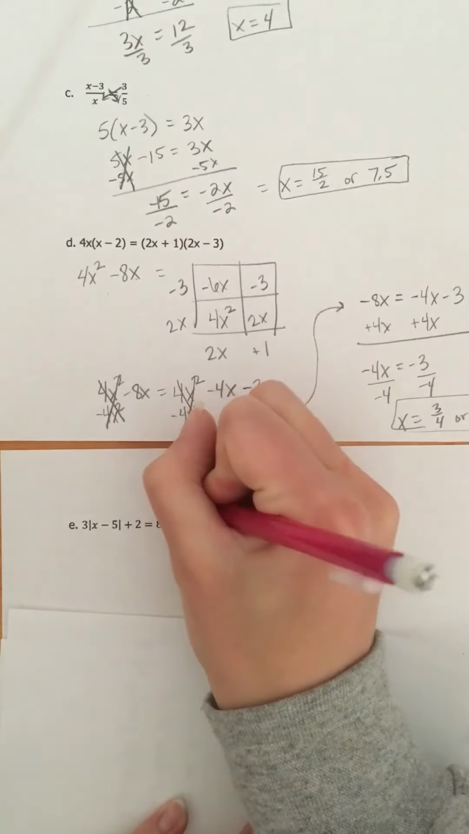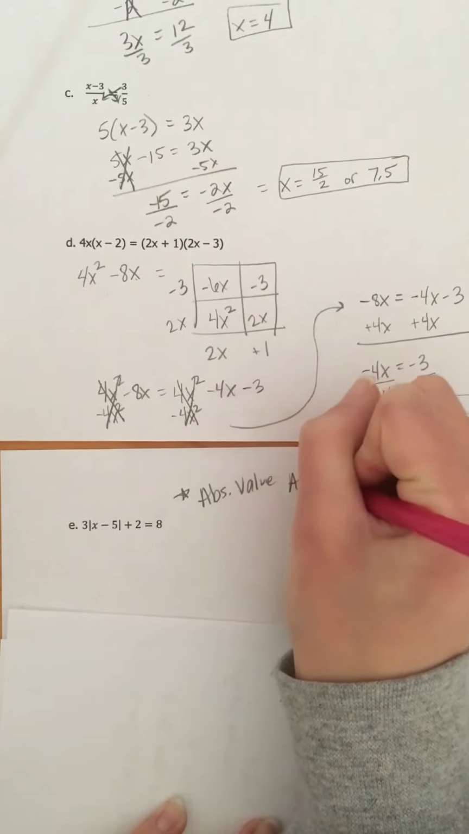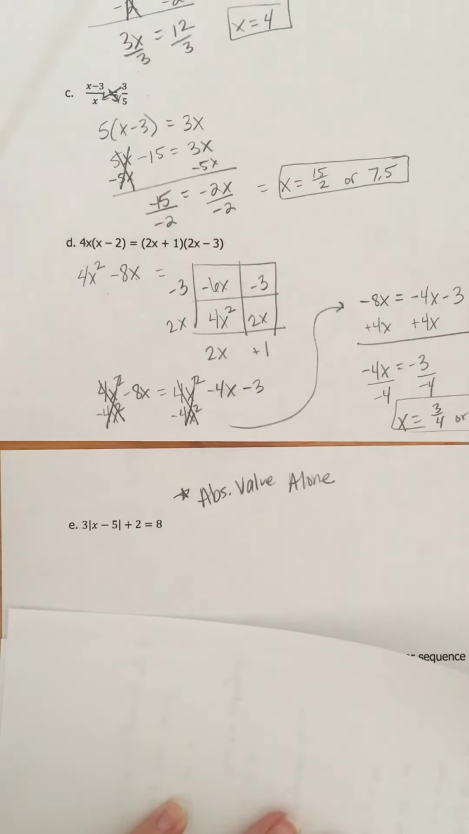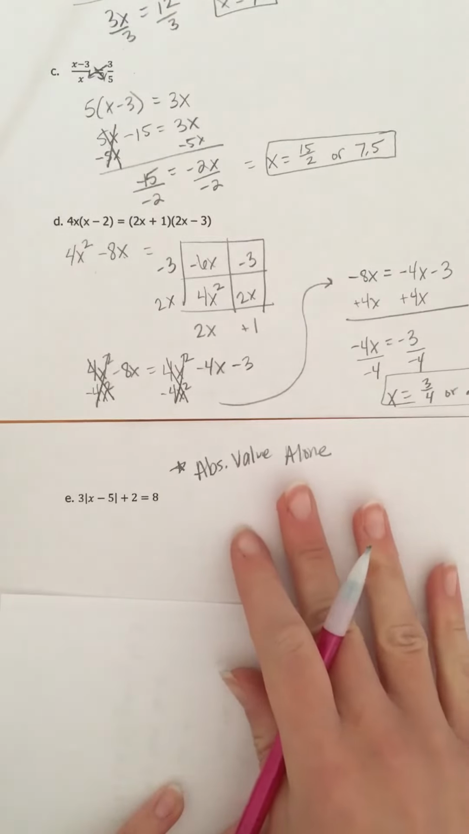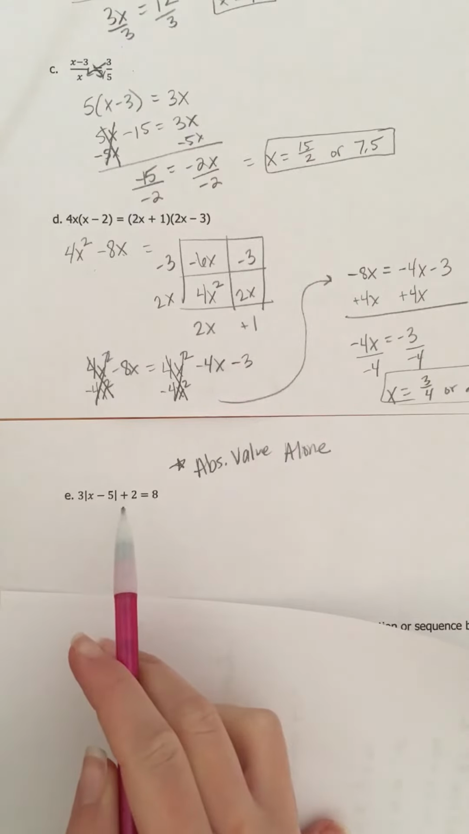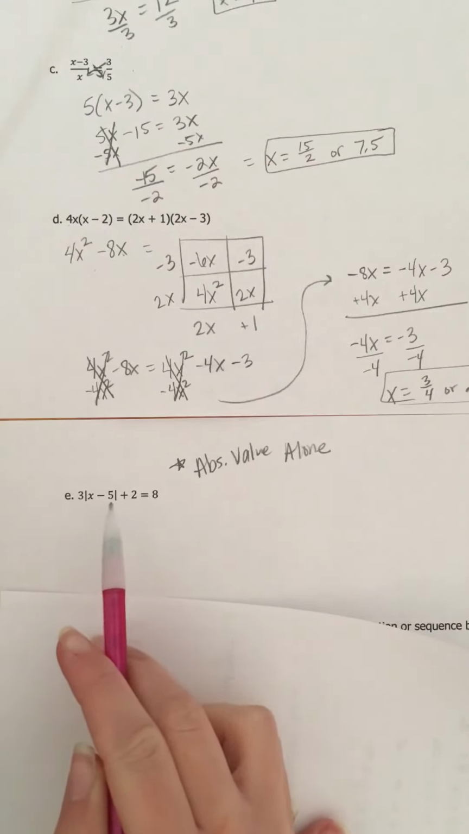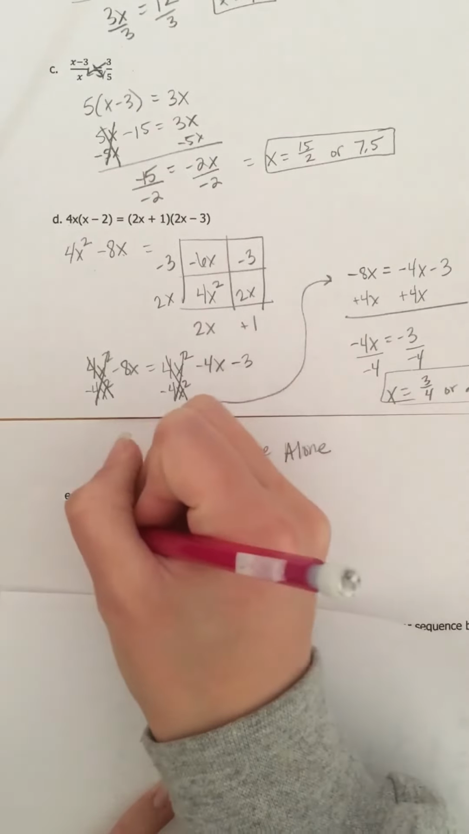Let me write that down. We need absolute value alone. Because then we make two equations for it, if you remember that from, I'm not sure what chapter that was, but this is all old ideas right now. So first thing I need to do is get rid of this 2. I'm going to work my way outside in towards the absolute value. So instead of adding 2, just like the other problem, subtract 2 first.